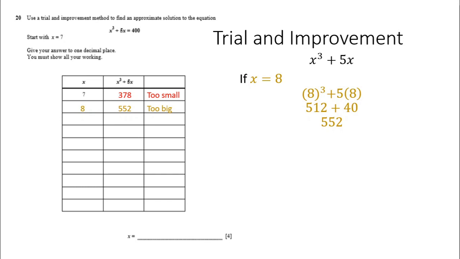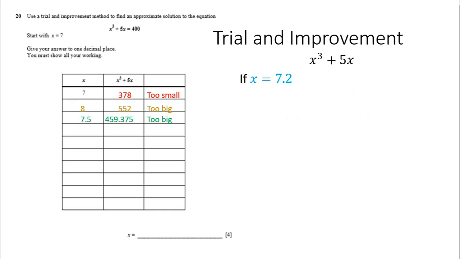Let's try something between these two numbers. How about 7.5, right in the middle? Right, so 7.5 cubed plus 5 times 7.5, that makes 421.875 plus 37.5. Okay, that worked out to be too big again. So it is closer though. It's bigger than this one, it's smaller than that one, it is right in between, but it's not good enough. It's still too big. So I now need to try something smaller than 7.5.